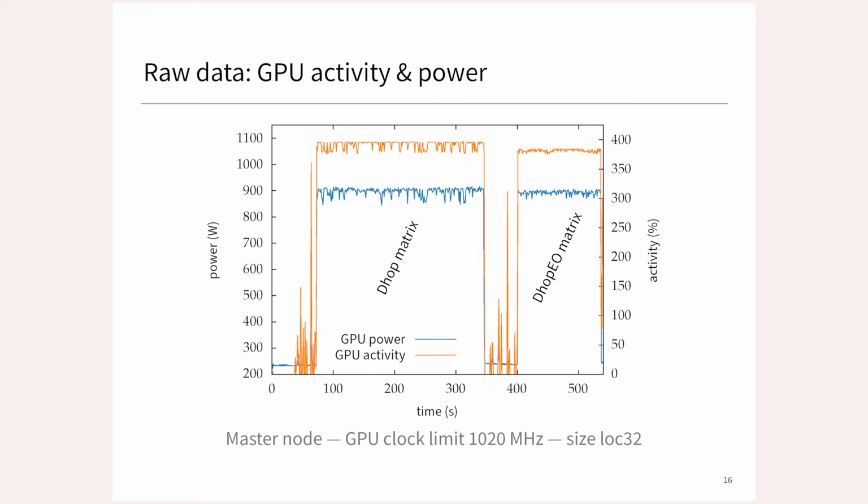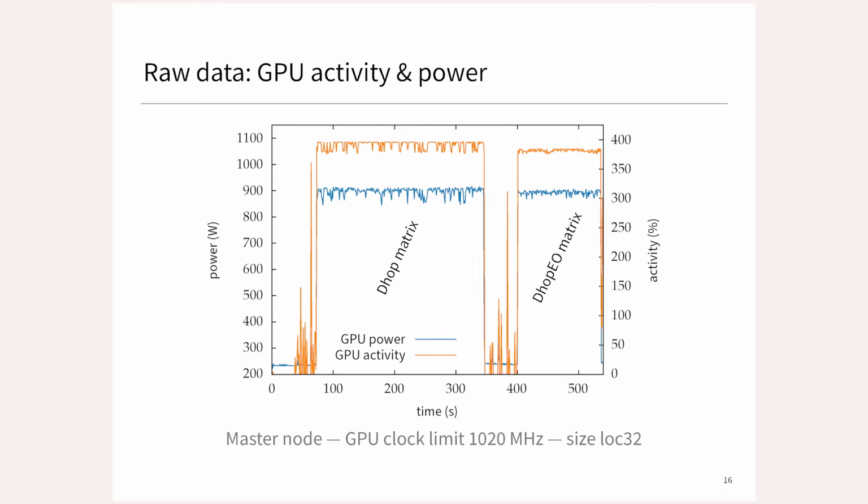Okay, so let me go through the results. I'm going to start with the rawest form of data and go step by step to a more processed form. Here is just what's happening on one node, the master node of one of the jobs. It was for the large problem size. Here the GPU has been limited to about 1 gigahertz, and that's what's happening during the benchmark.